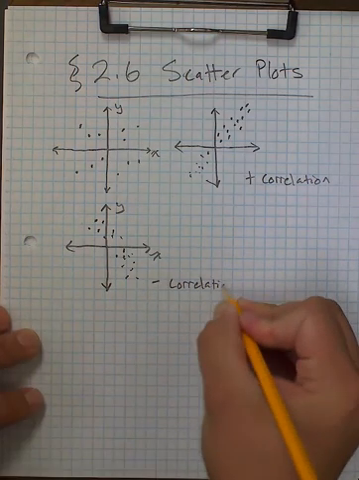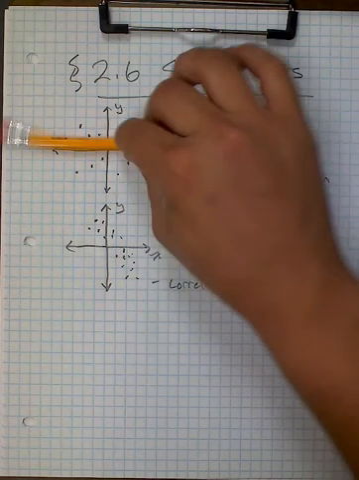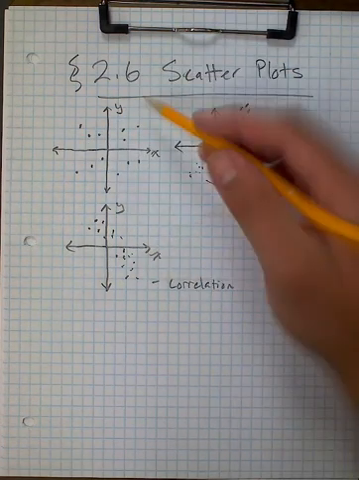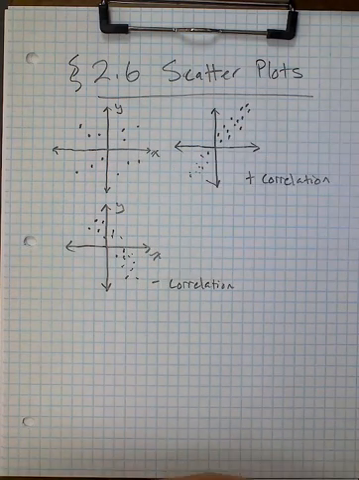And the first scatter plot I drew up here, there's no real way I can draw a line on this thing. So this is what we call no correlation, or I can't tell the correlation easily by examining the scatter plot.